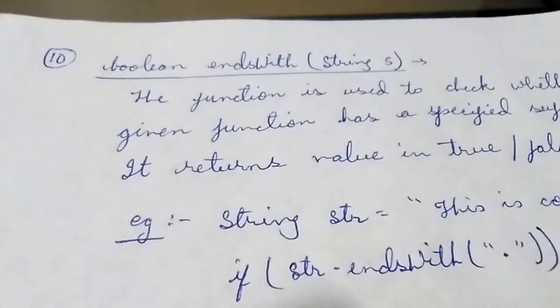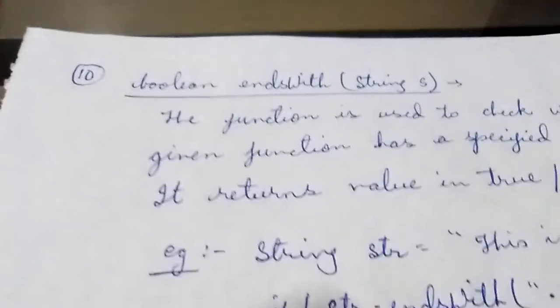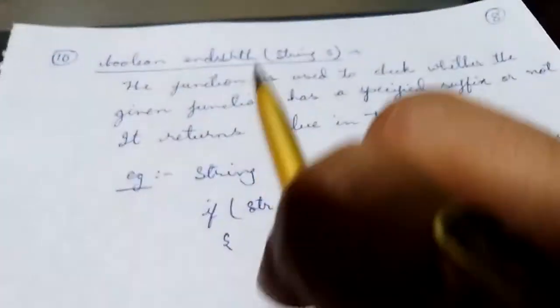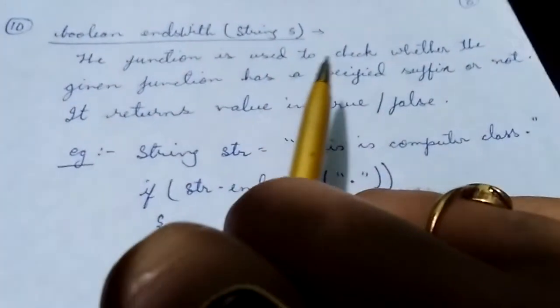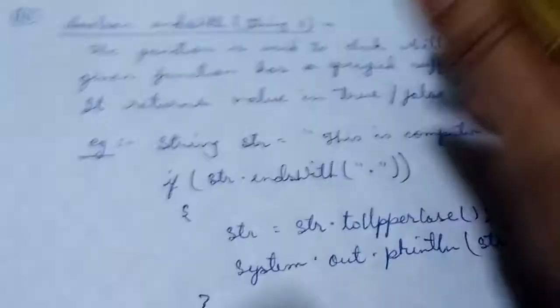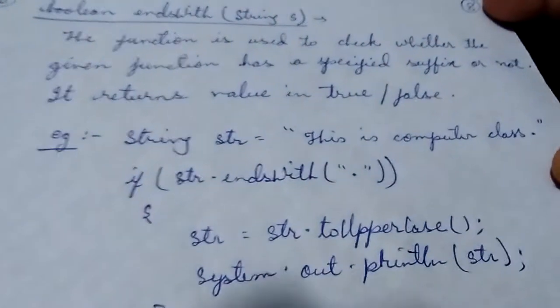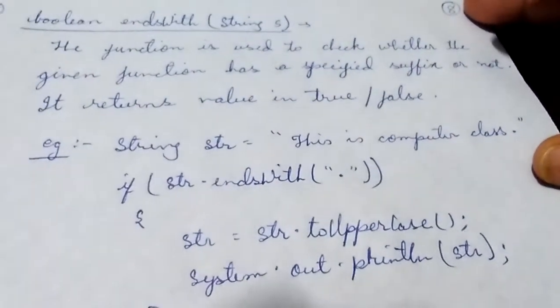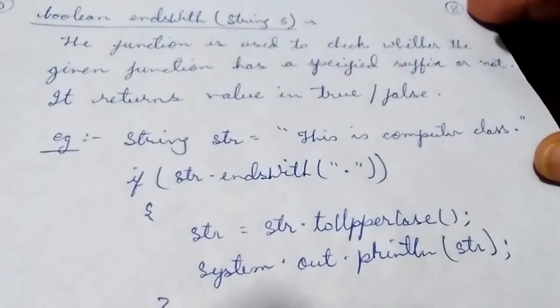The next string functions are endsWith and startsWith. So, boolean endsWith(String s). This function is used to check whether the given string has a specific suffix or not. Suffix means where it is ending, the last part. It returns the value true or false because it is of boolean type.